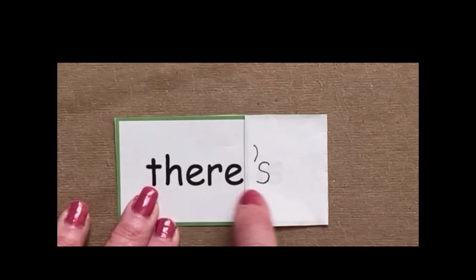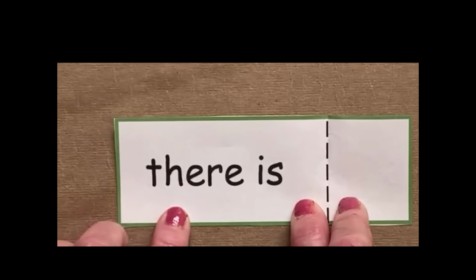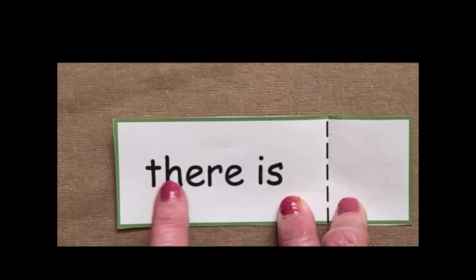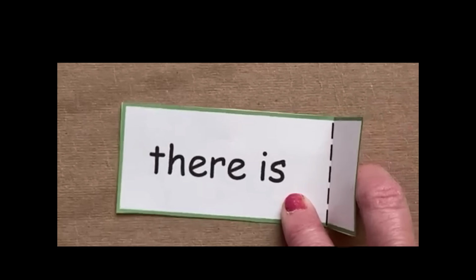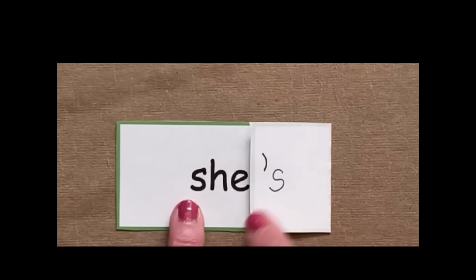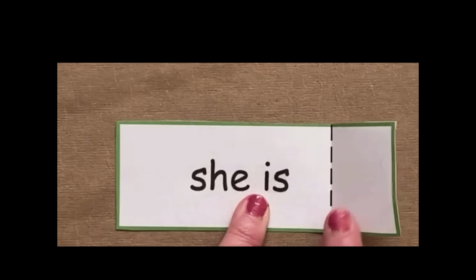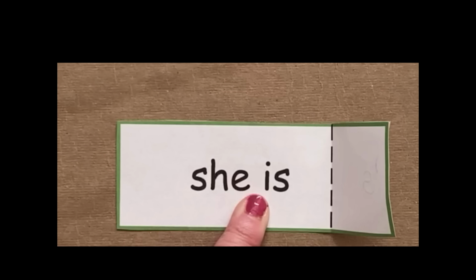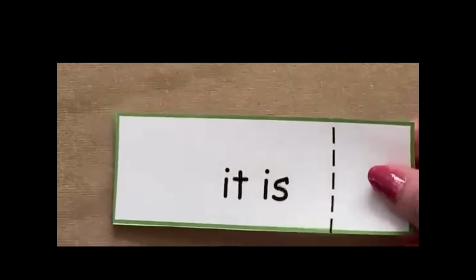We have theirs. When we open it up, we see the two words that make the contraction. There is. And she's. She is. The way that kids make these are with the contraction cards.